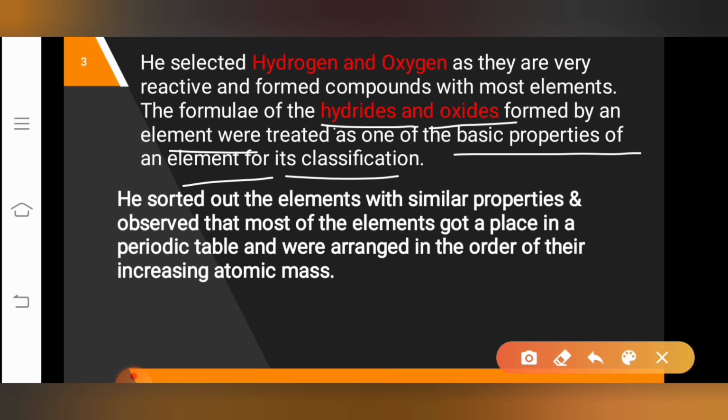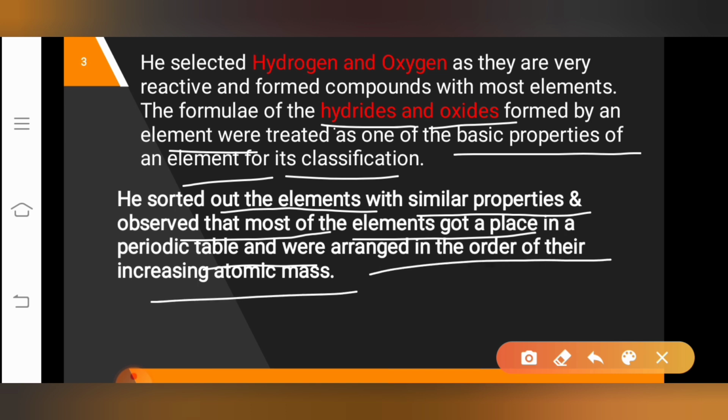And then what he did was, there were 63 elements, correct? So he took 63 different cards and on each of these cards, he wrote the element name. I mean, he sorted out the elements with similar properties and he observed most of the elements got a place in the periodic table, and then he arranged them in the increasing order of their atomic masses.